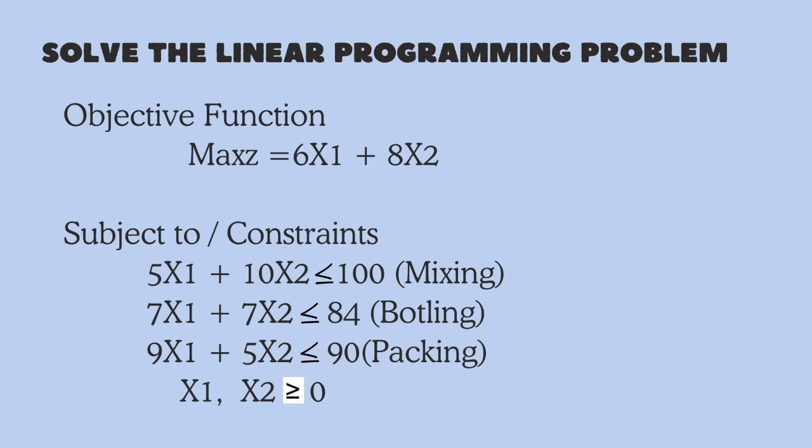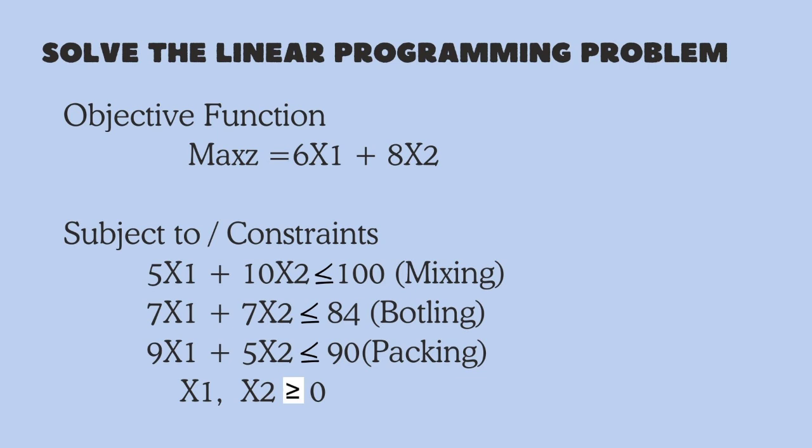So, that is for mixing. Then, 7x sub 1 plus 7x sub 2 is less than or equal to 84, for bottling. Then, 9x sub 1 plus 5x sub 2 is less than or equal to 90 for packing. Then, x sub 1 and x sub 2 is greater than or equal to 0. So, we got these given in our given problem.